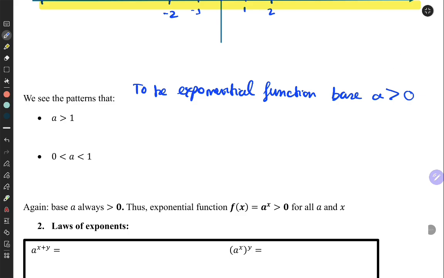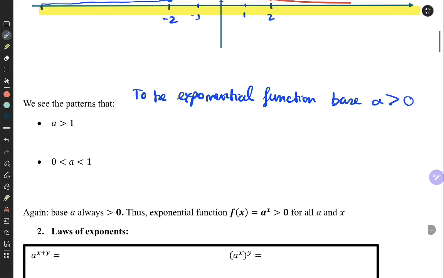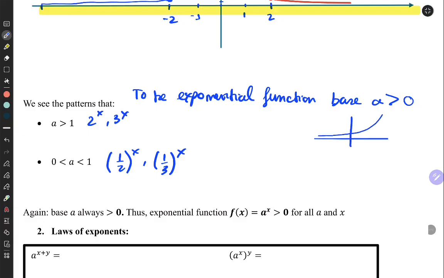Okay. Then what happens when the base is positive? This is what you have: 2 to the power x, 3 to the power x. Those are the examples. When a is positive, you have this kind of behavior. And when you have negative, you have this kind of behavior.